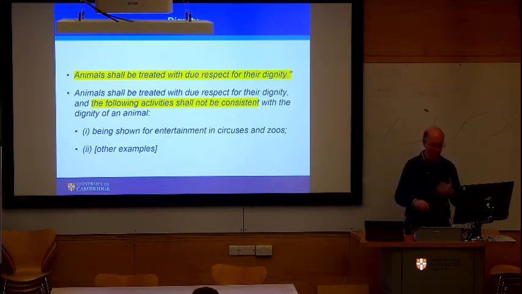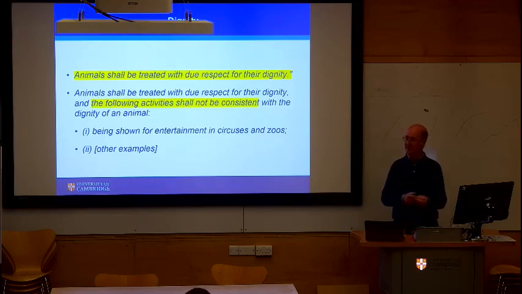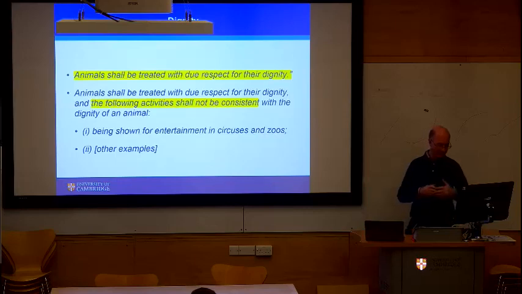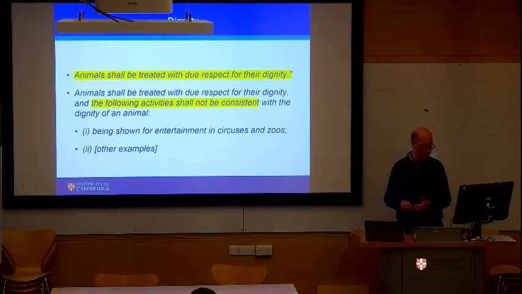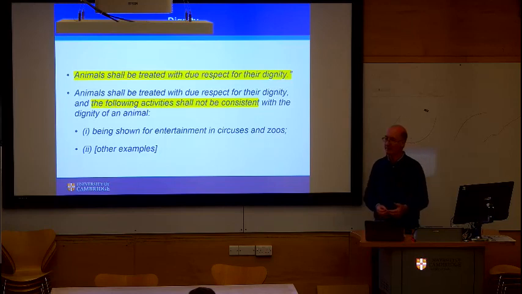So it could be quite a straightforward concept. Animals should be treated with due respect for their dignity, or animals should be treated with dignity. It's a very basic notion. Is it going to achieve anything? We could narrow it down. Animals should be treated with due respect for their dignity. The following activities shall not be consistent with dignity. So we're taking this basic phrase and saying, and here's what it means.